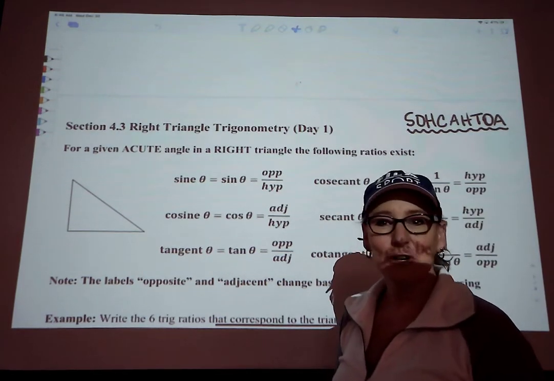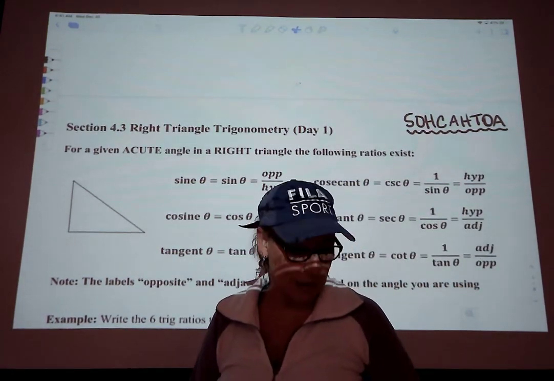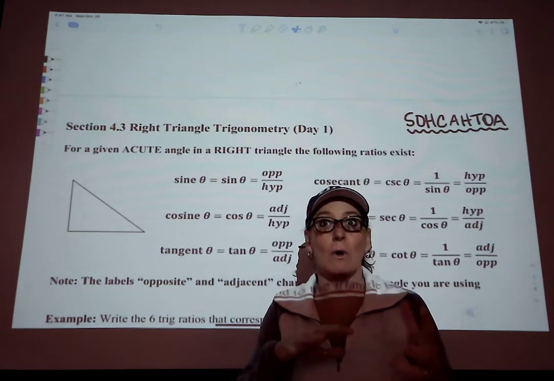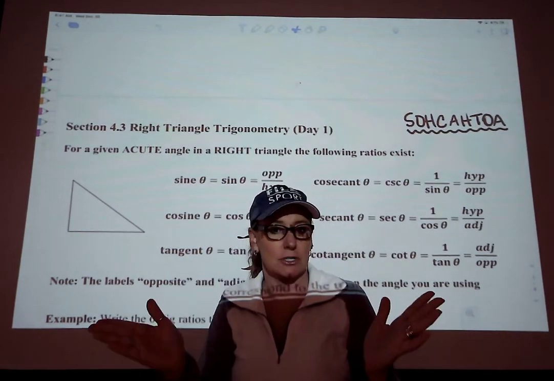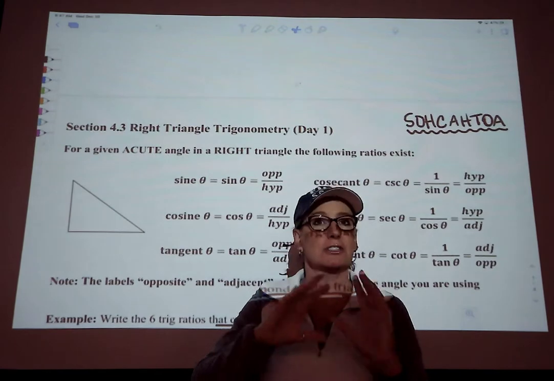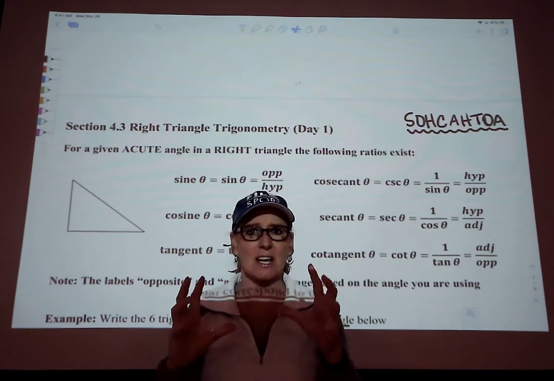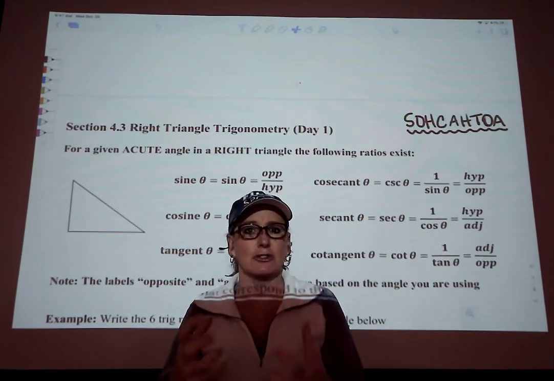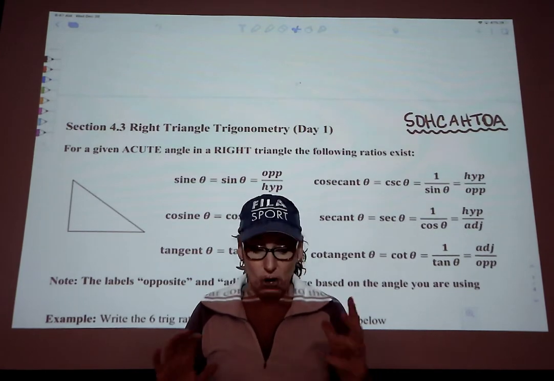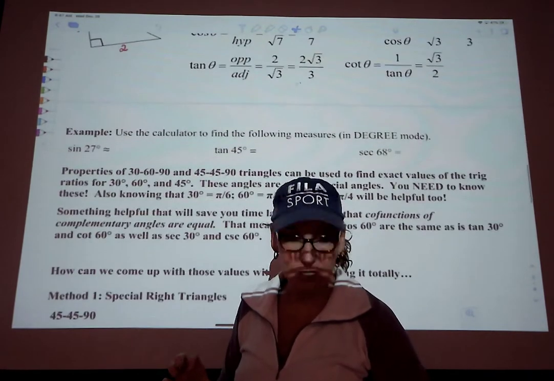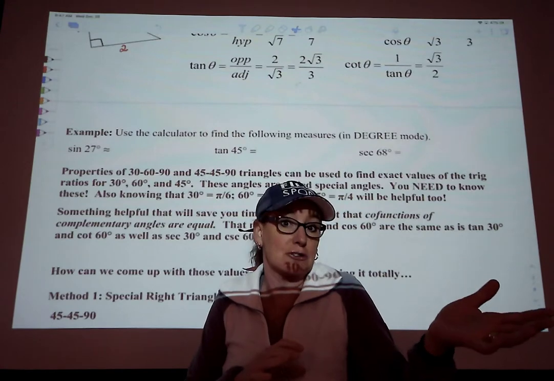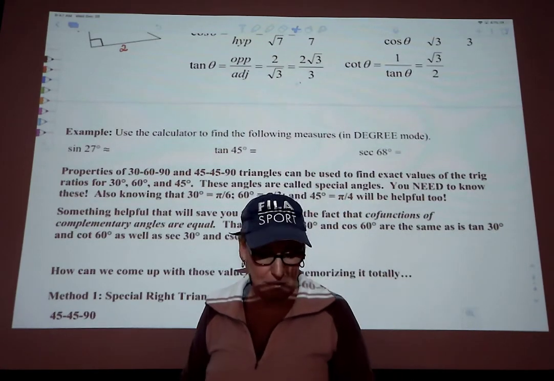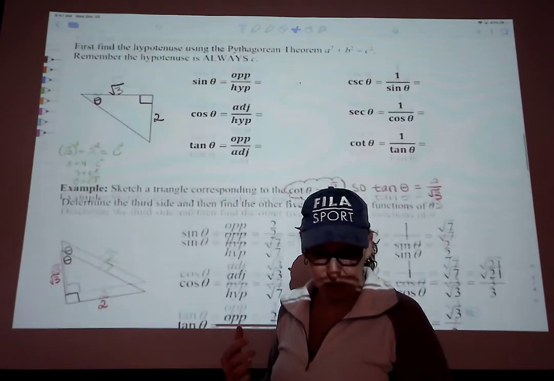Hey guys, have your notes pulled up for section 4.3 day 1. We're going to get away from the angles on a graph just for a couple of days. We're still looking at angles, but this time we're going to focus on angles in a triangle. This whole page of notes is just a refresher from geometry. You learned all of this in geometry and probably did some of it in Algebra 2 as well.